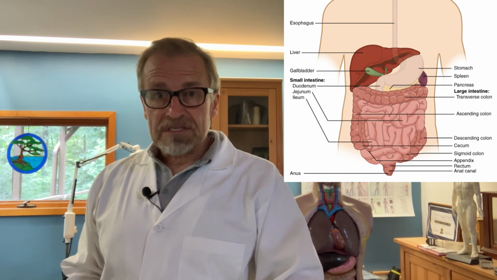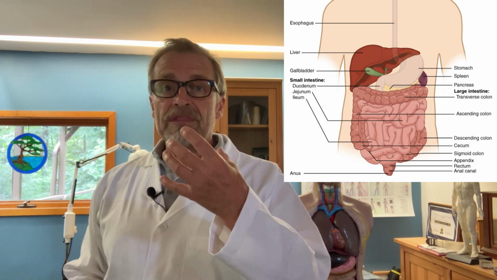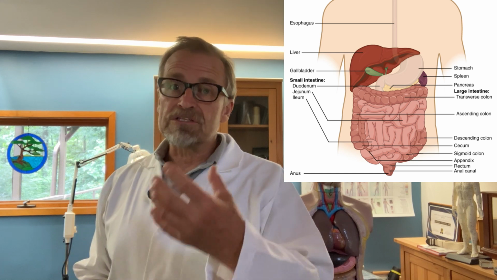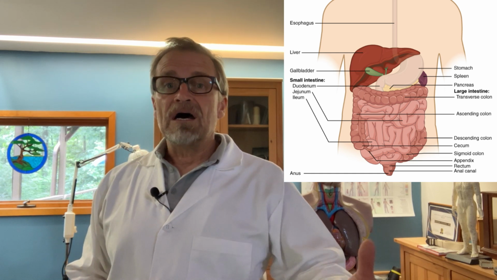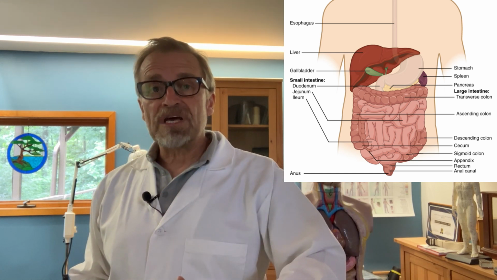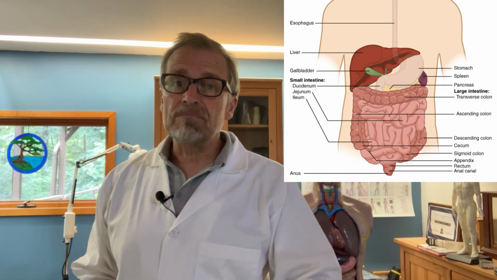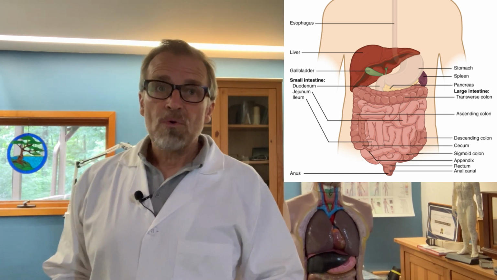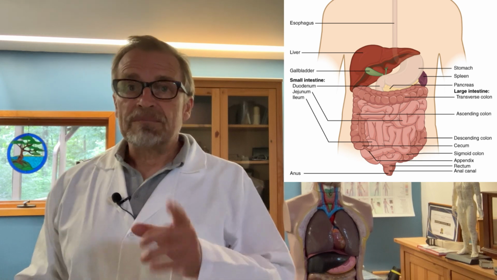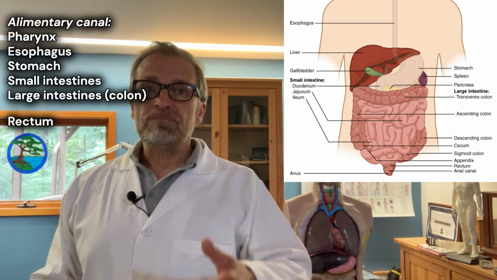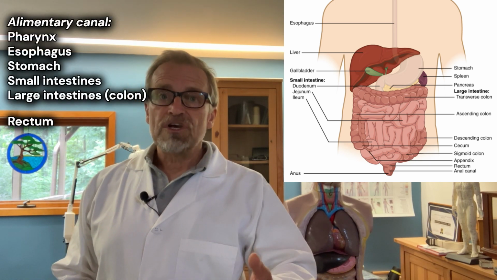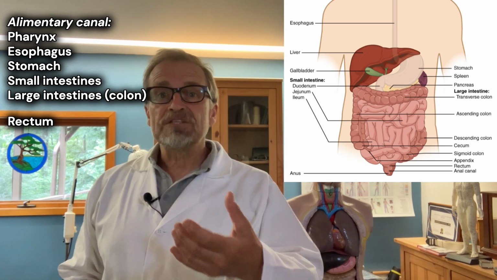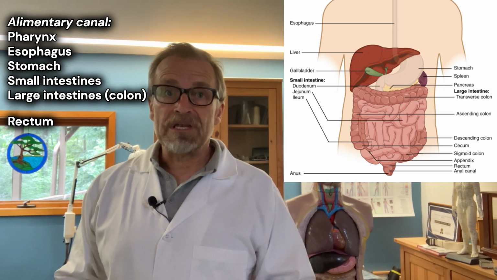Then we've got the stomach itself, right? And then beyond the stomach, we're going to have the small intestines. And then after that, we're going to have the large intestines or colon. And then we're going to have the rectum. That's the whole system. We often talk about that as the alimentary canal. Alimentary means to nourish. So this is the canal that provides nourishment, alimentary canal.